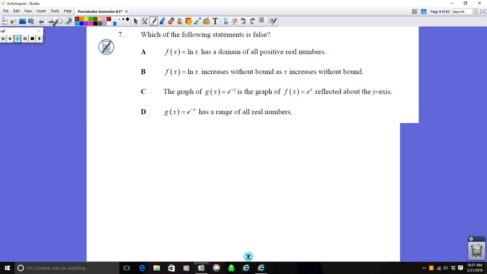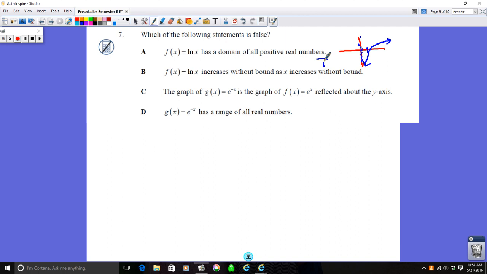On the next page, which of the following is false? Well, again, this is no calculator, so you have to have an idea about what ln of x looks like. It's a log function. It would have a vertical asymptote at x equals 0. So there's your asymptote. And it should go through 1, 0. So it should look something like this. And it's going to approach that asymptote but never hit it. So the domain is all positive real numbers. Yes, because these are the negative real numbers and it doesn't exist over there. So all positive real numbers, so this is true.